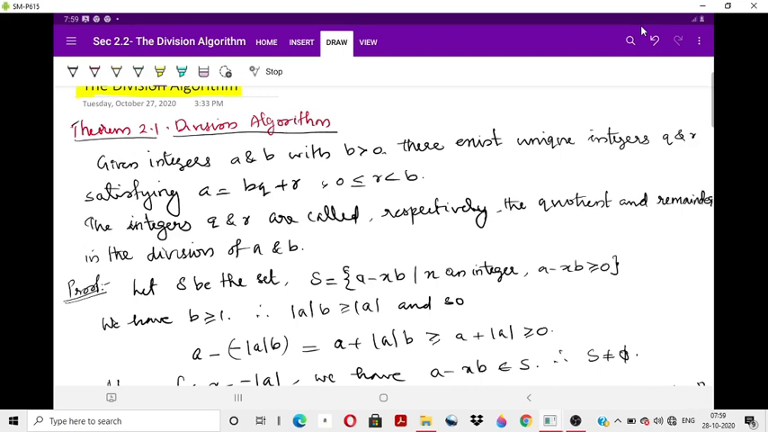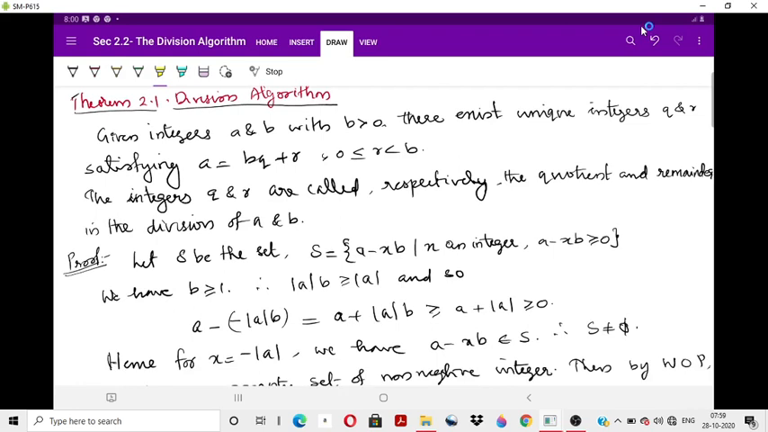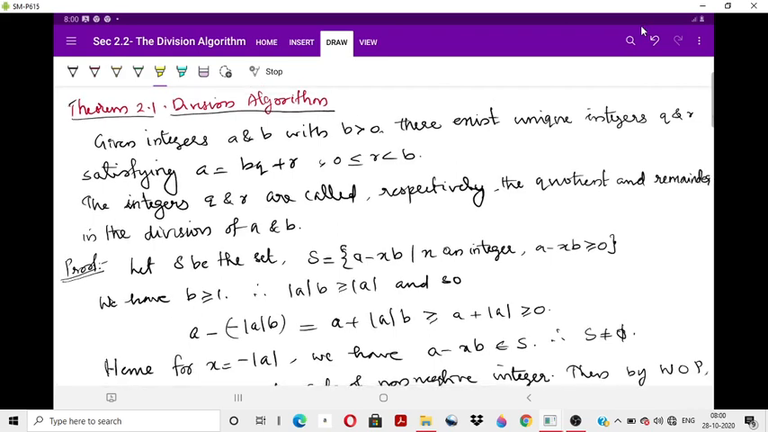So for proving this theorem, which is known as the division algorithm, first of all we use the well ordering principle as a tool. The well ordering principle says that any non-empty set of non-negative integers has a least element. So in order to apply it, first of all we need a set.